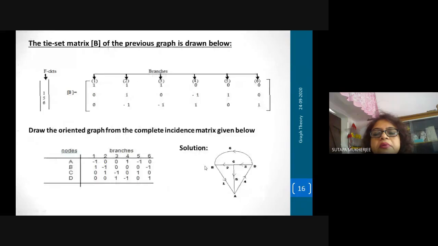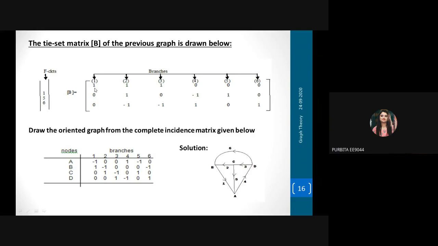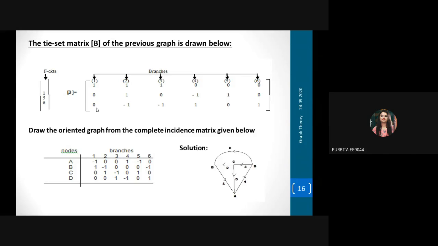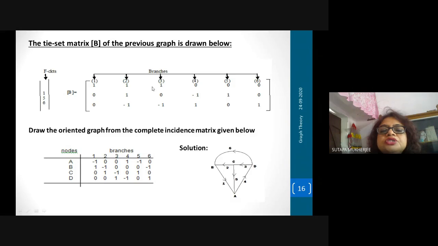This 5 and 6 part is 0. This branch is associated with which one? Only one, only the link number 1. Yes, ma'am. So 5, 6 part will be 0. Now come to branch 2. Branch 2 is associated with what?